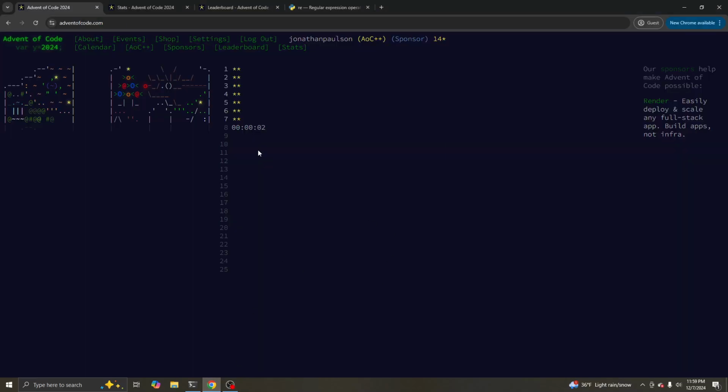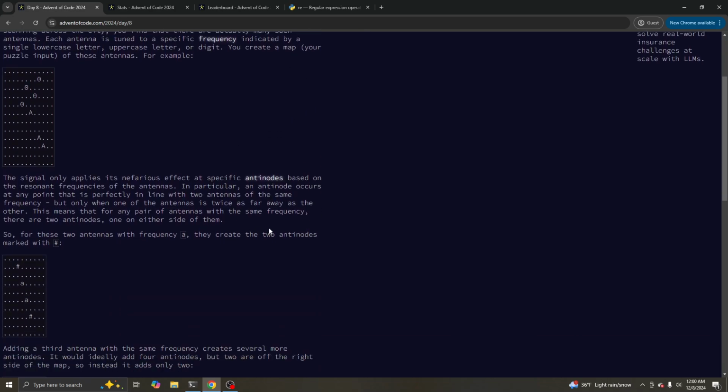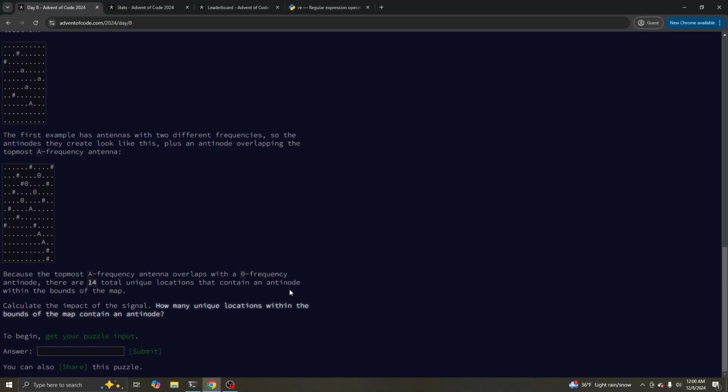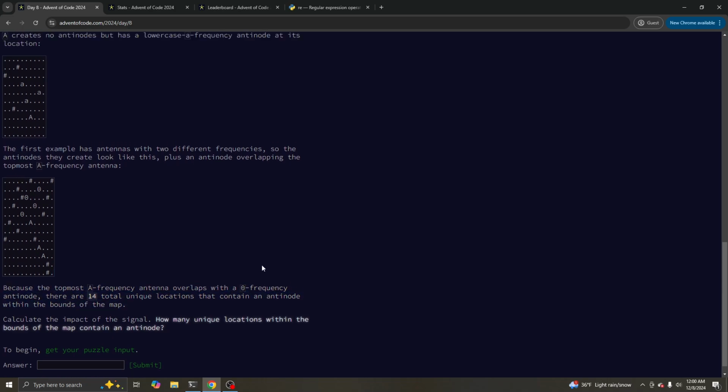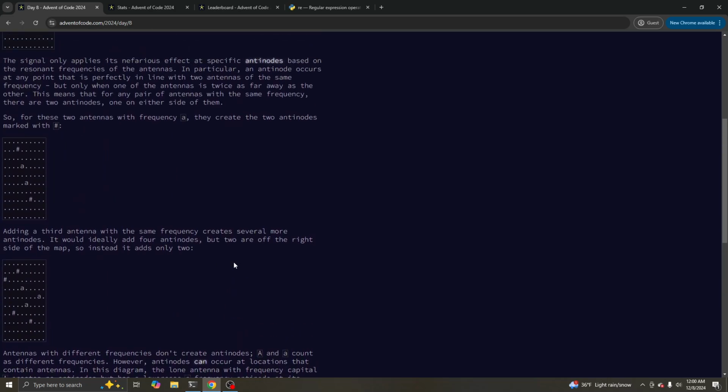Okay, day 8. What do we got? We have a grid, and we want to know the number of unique locations with an antinode.